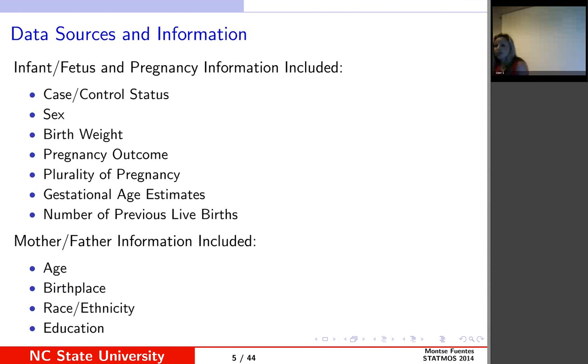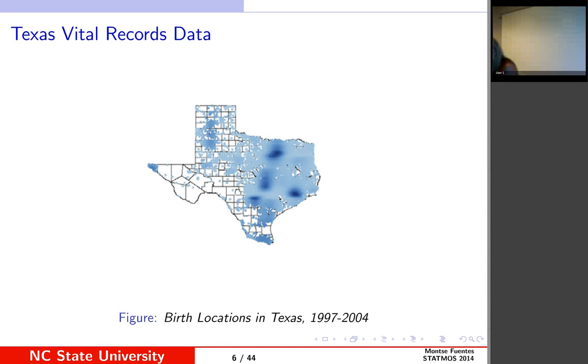The information that we have from these birth records is relatively limited, but we do have information from the mother and the father: race, ethnicity, education, age. For the infant, we know the gender, the birth weight, the pregnancy outcome, plurality of the pregnancy, and the number of previous live births. So this is just the density of the births in the state of Texas.